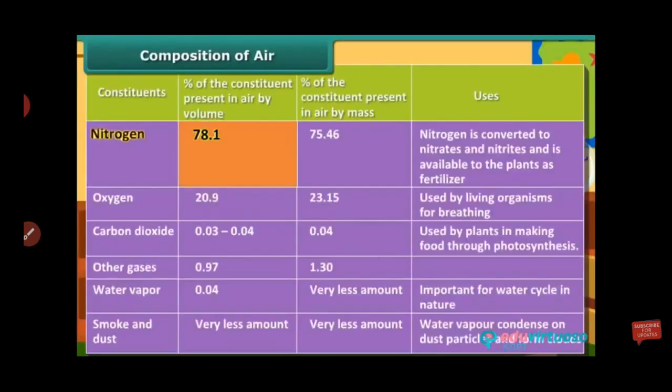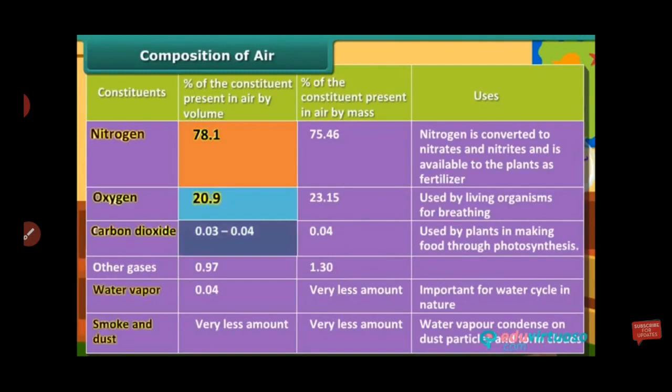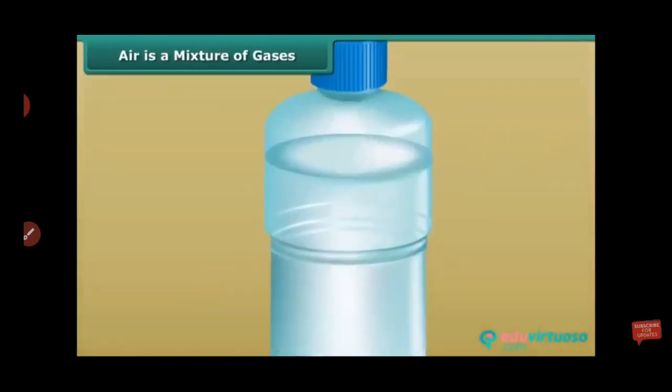Air has constituents like nitrogen, oxygen, carbon dioxide, other gases, water vapor, smoke, and dust. The highest percentage in the air is nitrogen with 78.1%, and next to that it is oxygen and some other gases, and finally carbon dioxide, which is the least amount in the composition of air. Air is a mixture of gases.